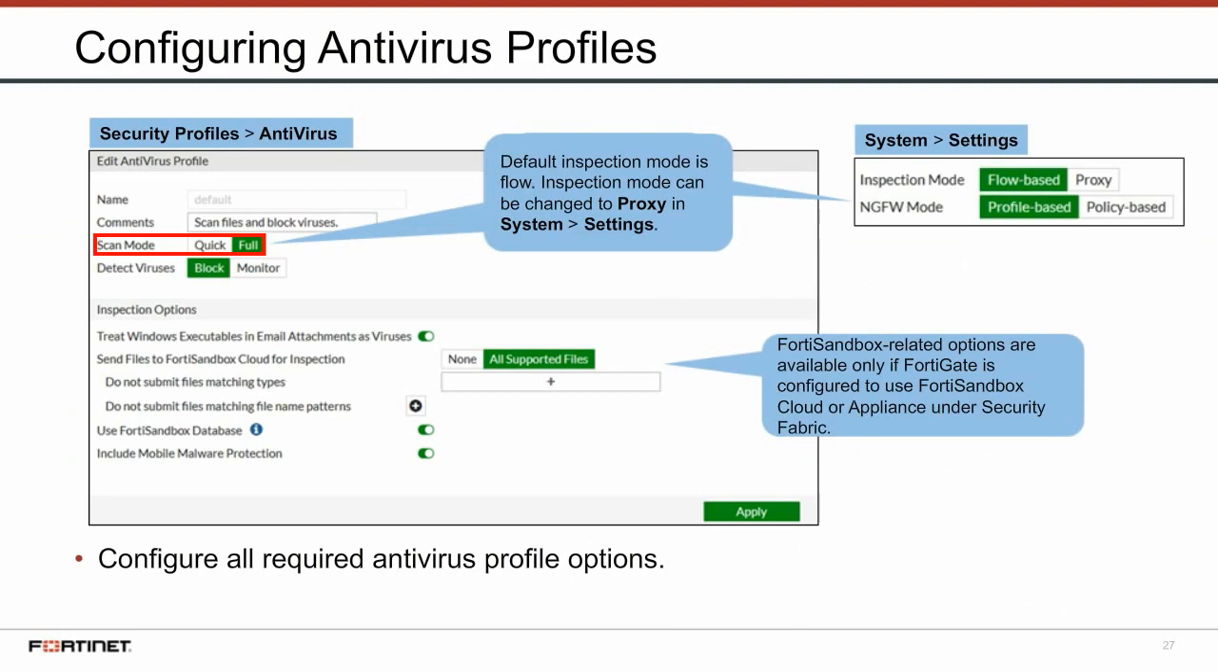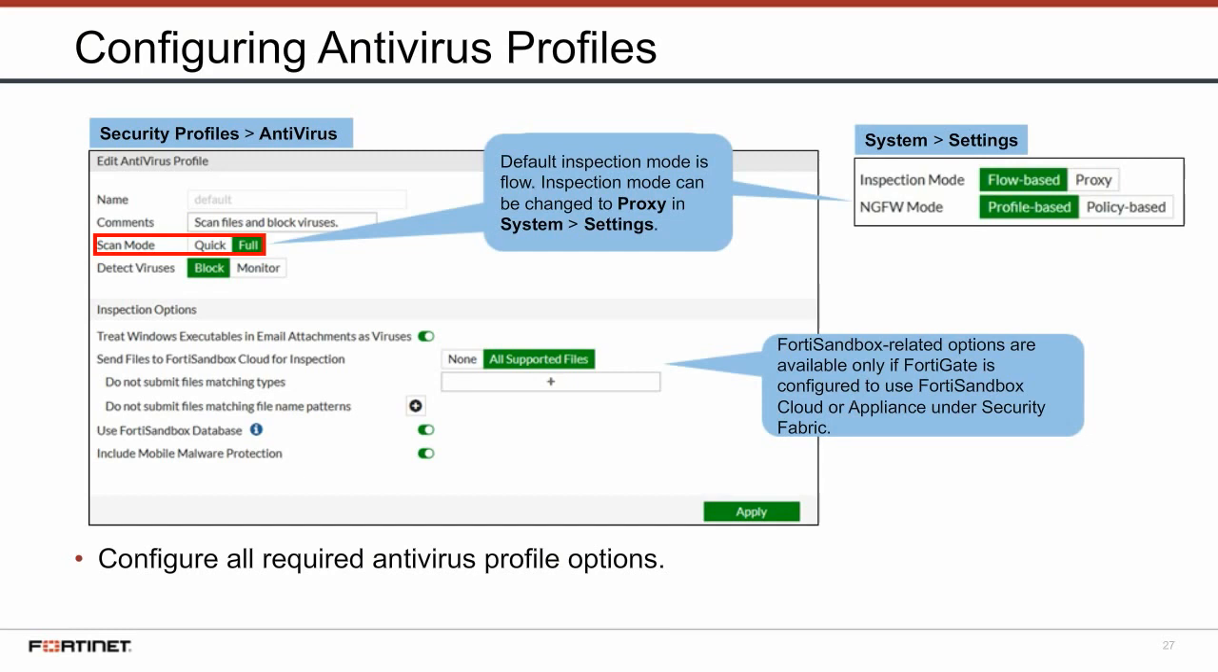The antivirus profile can be configured on the antivirus page. Full scanning mode in flow-based inspection mode and antivirus profiles in proxy inspection mode provide the same inspection options. These options include treat Windows executables in email attachment as viruses. By default, this option is enabled, and files, including compressed files, identified as Windows executables can be treated as viruses.